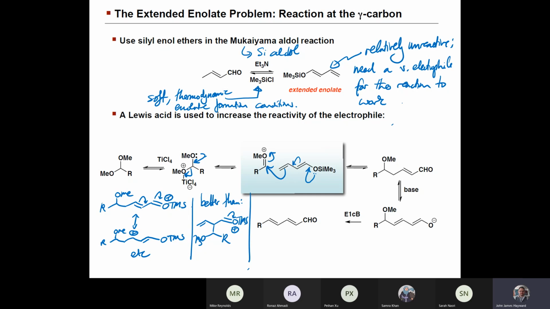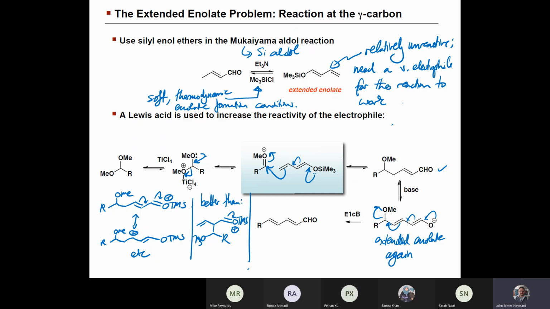So we react all the way at the gamma position, and upon deprotection of the TMS group, we end up with the aldehyde here. And we can then treat that with a base. We generate an extended enolate again. And we do an E1cB elimination to give the dienaldehyde, which would actually be relatively difficult to make by a lot of other methods. Okay, so that's easy enough. I hope you'll agree. Different, but relatively easy.